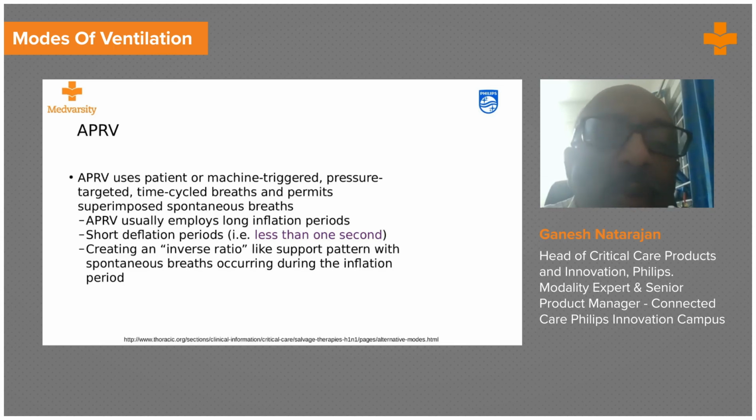Now, APRV could be a mandatory or a spontaneous breath. It's a pressure-controlled breath where you have an inspiratory pressure and an expiratory pressure. Physiologically, it is similar to a BiPAP breath that we hear about, bilevel positive airway pressure. But unlike a BiPAP, the inspiratory time in this is far longer than the expiratory time, and it allows you to breathe as many times as you want in the inspiratory phase.